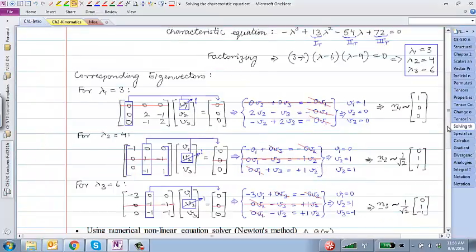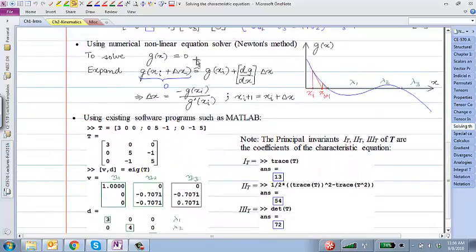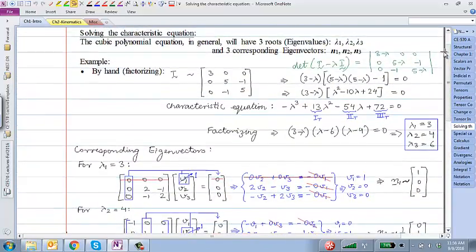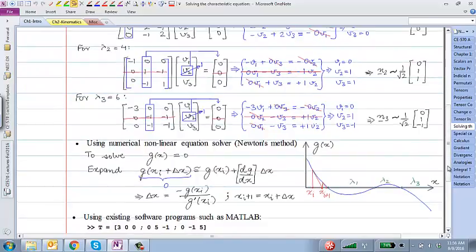You can use some numerical method to solve for the nonlinear characteristic equation. As hopefully some of you saw in the homework problem, if you tried to write out the characteristic equation, it came out to be a nasty third order cubic equation, which is not easy to solve usually. And in this case, even though you might have been able to factorize it, in general, it is difficult to factorize those types of things.